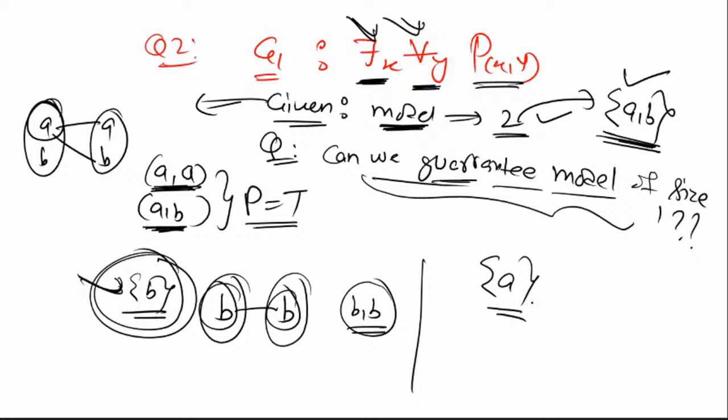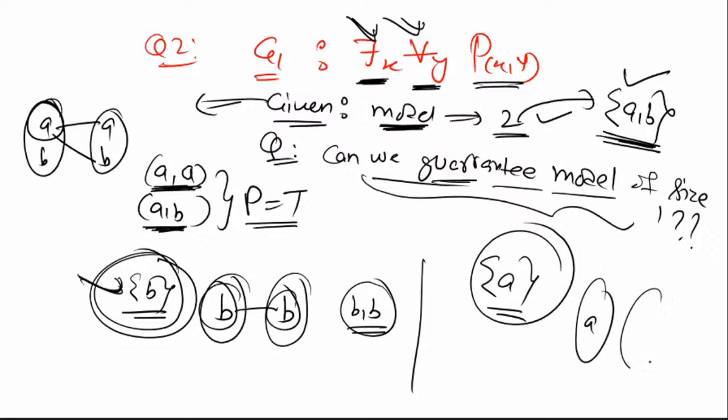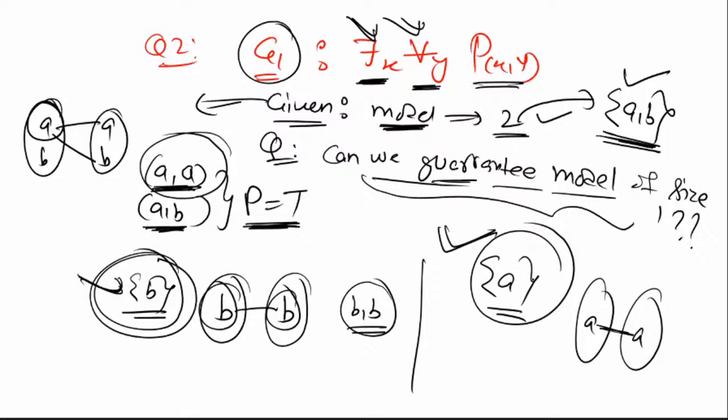What about this domain? If you take this domain, then what will happen? This is A, this is A. For this A, it is already given that this P is true. So it means that in this domain, this G1 is true. That's how you can say that we can guarantee that there will exist a model of size 1, and this is that model. So this is a true statement, a true claim. This is how you can solve it.